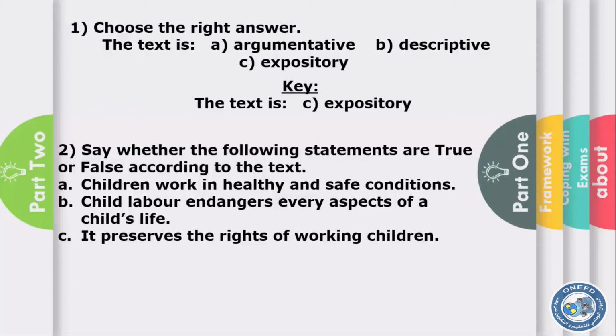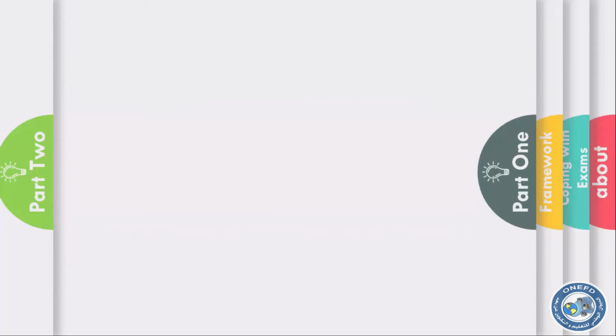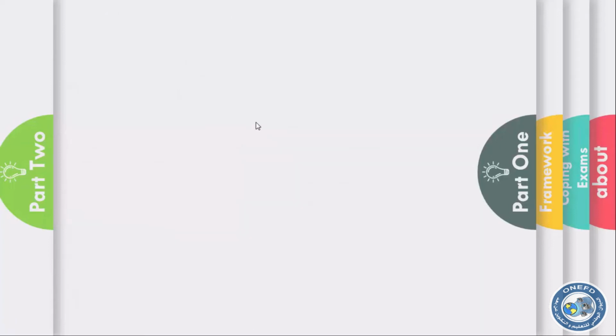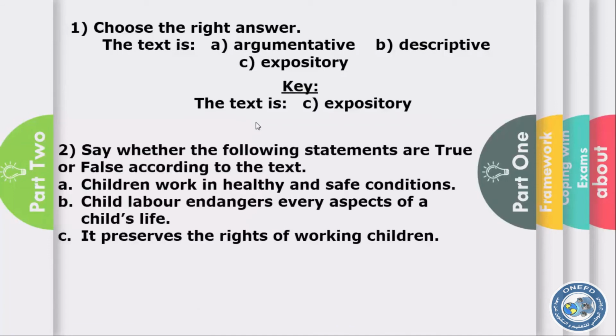So let's read the statements. Children work in healthy and safe conditions. Let's go back to the text and see if it is true or false. You would find the answer in paragraph 1. Millions of children are engaged in hazardous situations or conditions, such as working in mines. So hazardous and safe are opposites. So the statement is false. Children work in healthy and safe conditions is false. They don't work in healthy and safe conditions. They work in hazardous conditions.